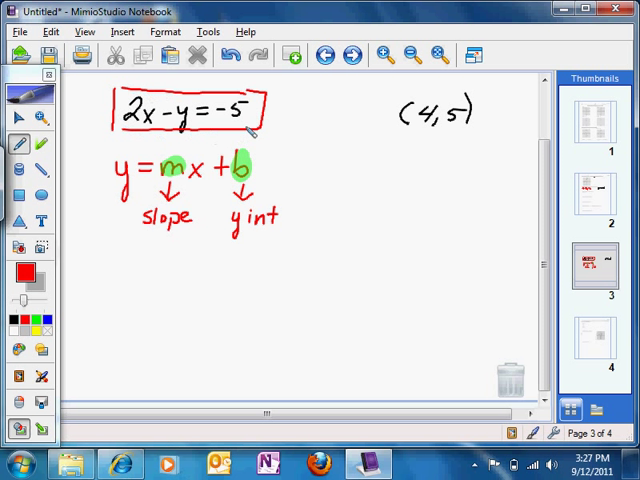So I need to look at the slope of this line. But in order to do that, I have to put it in y equals mx plus b form and look at the number in front of the x to see what my slope is. So let's look at that. 2x minus y equals negative 5. Let's solve for y. Let's isolate the y. So I start by subtracting 2x.